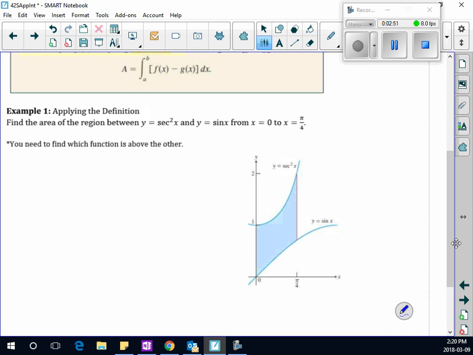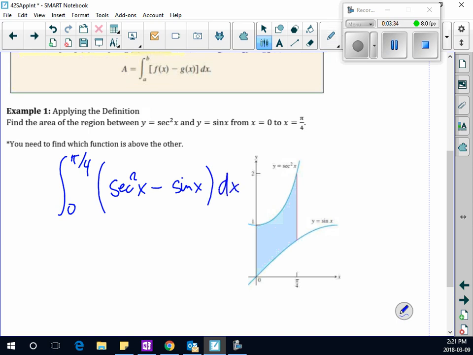We're going to do the integral from 0 to pi over 4. But that will probably be a calculator question, depending on if it crosses at irrational numbers, then that would be decimal. Otherwise, you've got to solve using your pre-cal knowledge: set them equal to each other and solve. Anyways, it is just like it says here, we're going to take the top one, which is secant squared x, and we're going to subtract the bottom one, which is sine x.